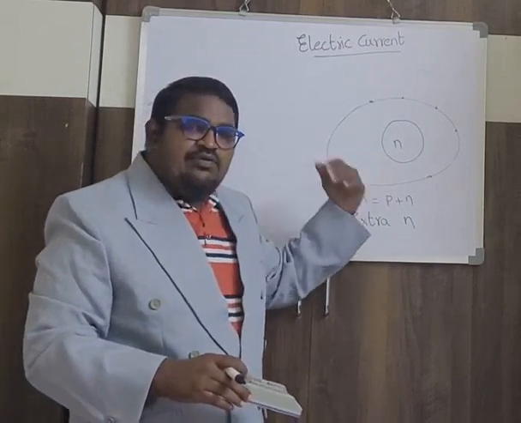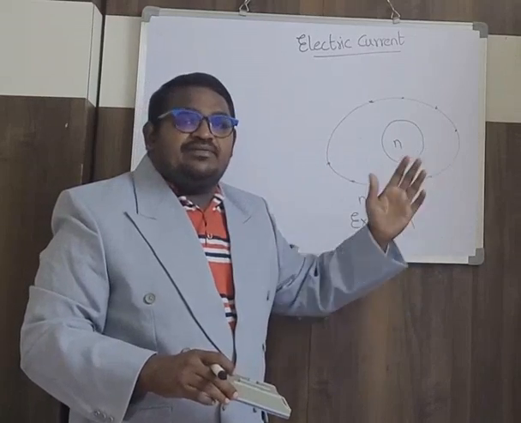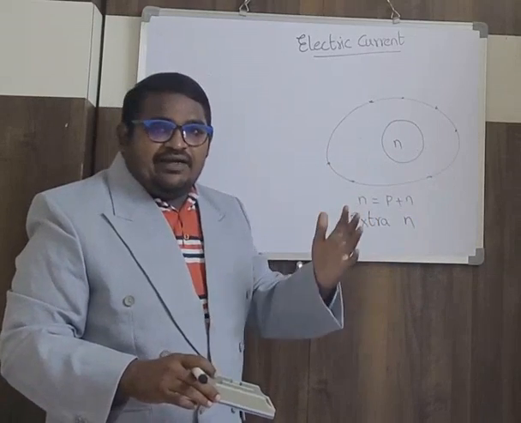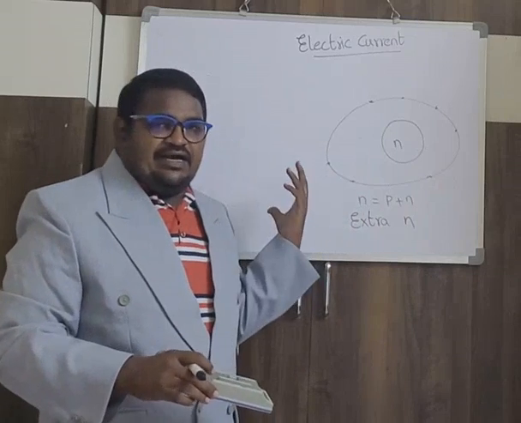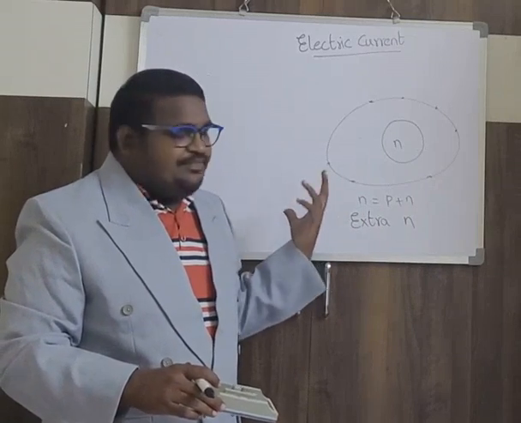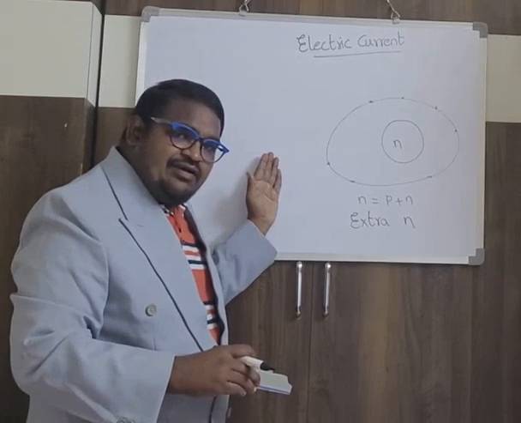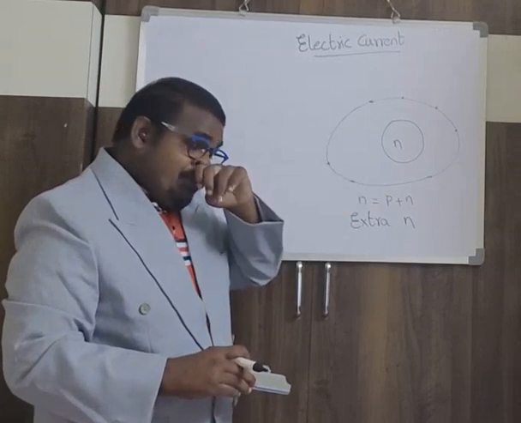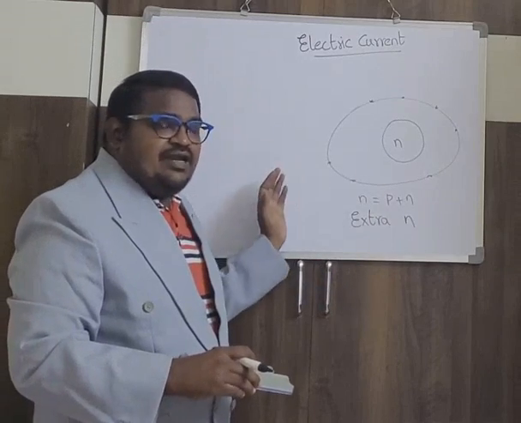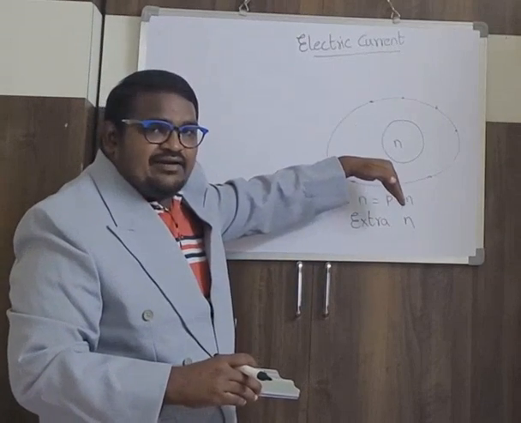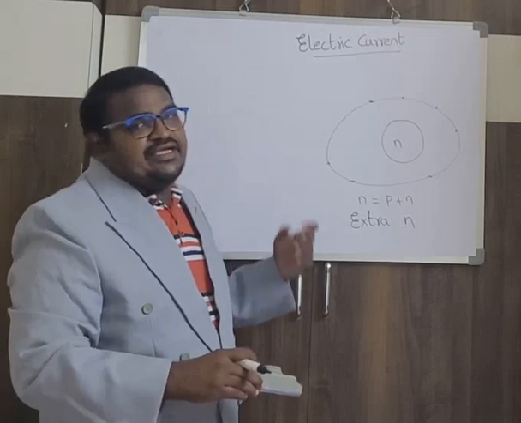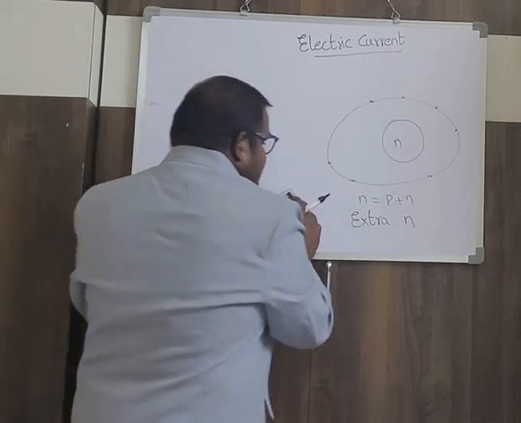When an atom loses an electron, it becomes an ion. Ion is the basic charge. Suppose if a molecule loses an electron, then it becomes a positive ion. If a molecule gains an electron, then it becomes a negative ion. So this is the charge.